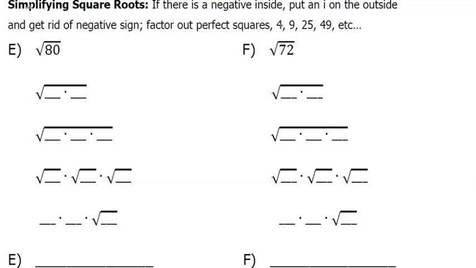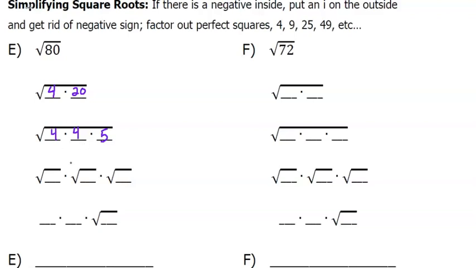Let's first see if we can pull out a 4. 80 divided by 4 is not a decimal, so that means we can factor it out. 80 divided by 4 is 20. We can pull out another 4. 20 divided by 4 is 5. We can't pull out another 4 out of 5, and we can't pull out 9 because 9 is bigger than 5, so that'd automatically be a decimal.